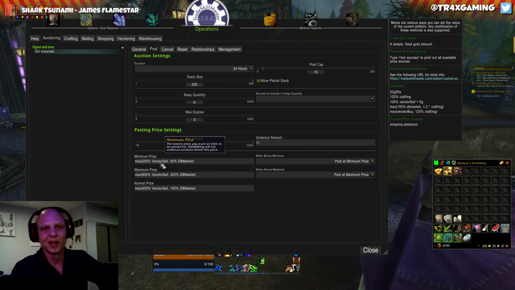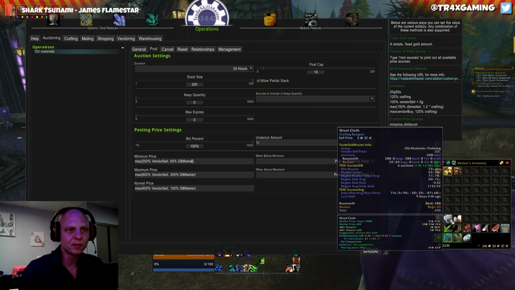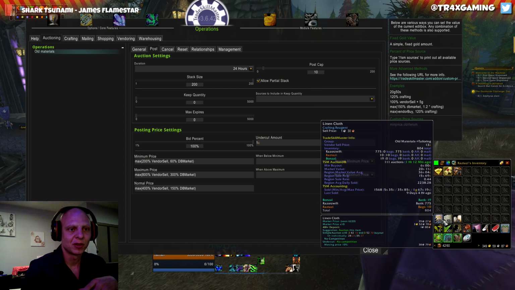I wouldn't recommend putting lower than 200% vendor sell. Otherwise you could be selling it yourself to a vendor. So lower this DB market price. In my case, the market value, that's the DB market, is 32. Well, let's go back to linen cloth. It's 20 silver. Region market value average is 36. I'm on EU, so region market value is the collective price for linen cloth from all servers divided by the amount of servers. So it's the average of all European servers.